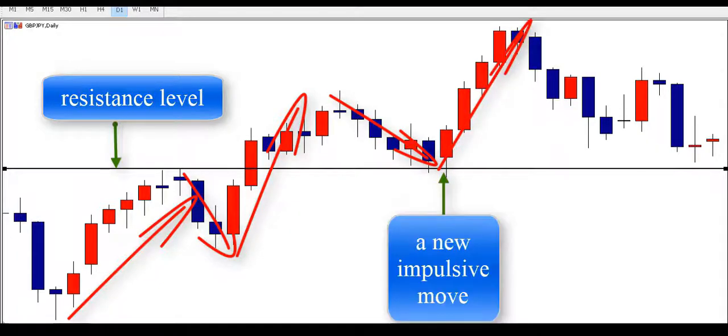This is the most important move because, as you can see, when the market reaches the resistance level that becomes support, which is a reference point for buyers, we can predict the beginning of a new impulsive move. And as you can see, this is an engulfing bar signal that indicates the beginning of an impulsive move.